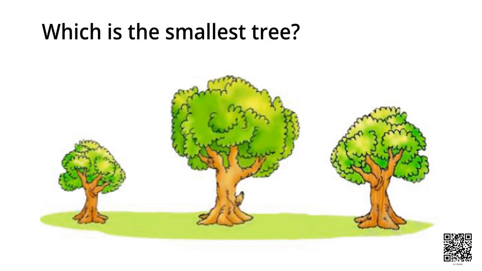Okay, now look at these pictures. What do you see? Trees, ma'am. Yes, dear children, these are trees. Look carefully. So, which is the smallest tree among these three? The first one, the middle one, or the last one? Which is the smallest tree? Look carefully. The first one, ma'am. The first one is the smallest. Very good. Well done. The first one is the smallest tree.